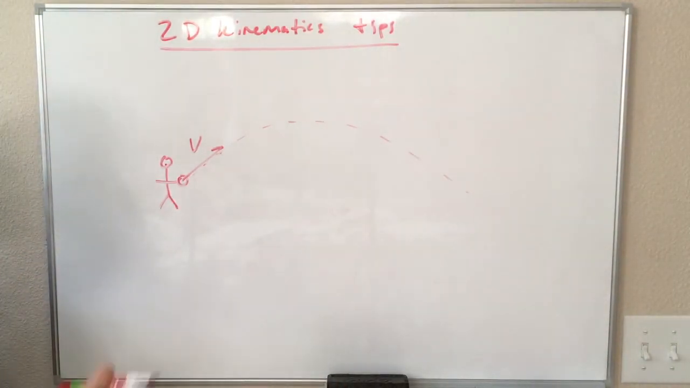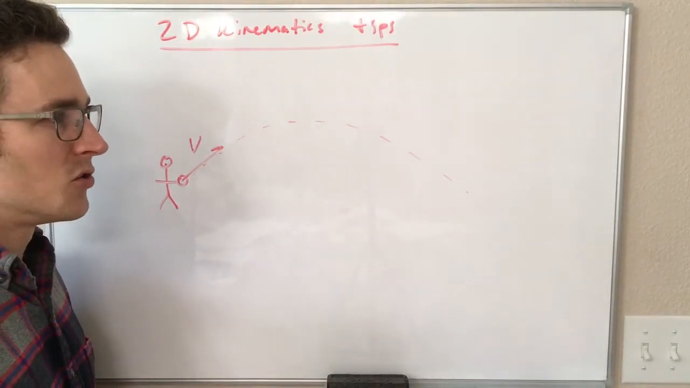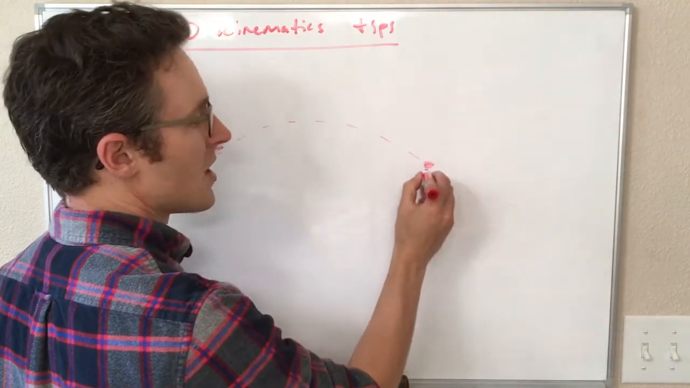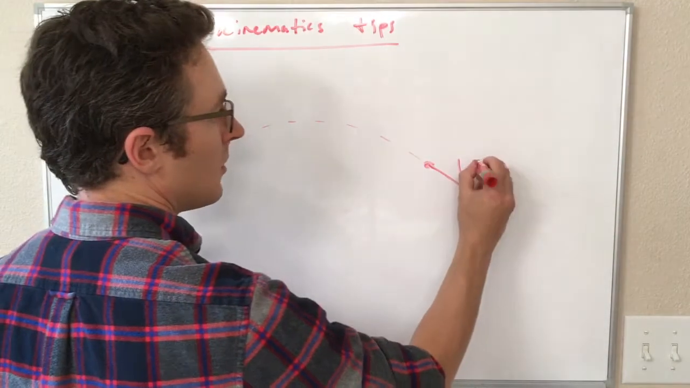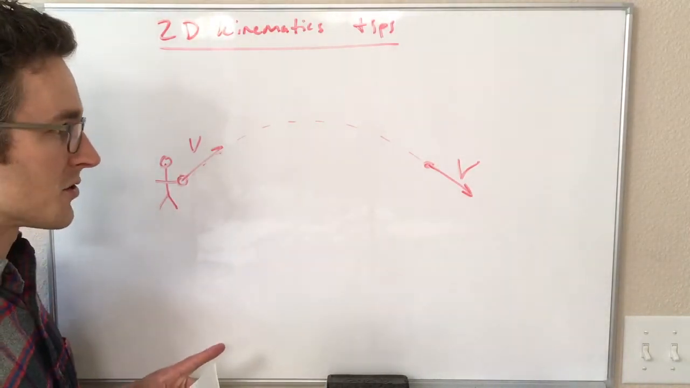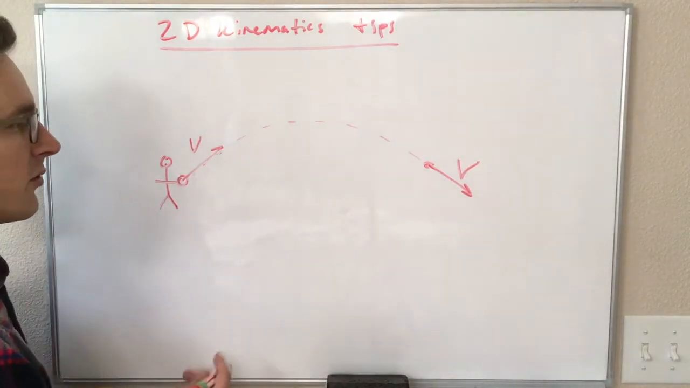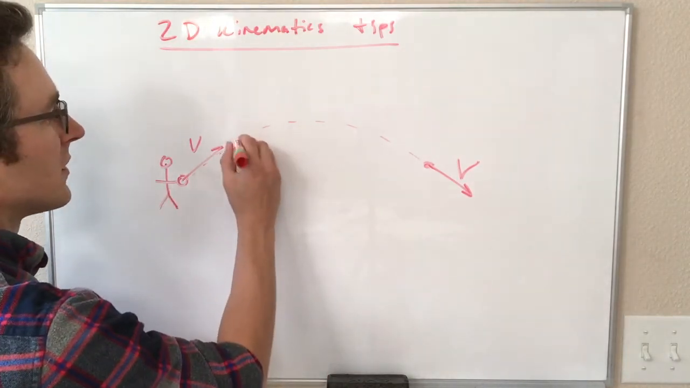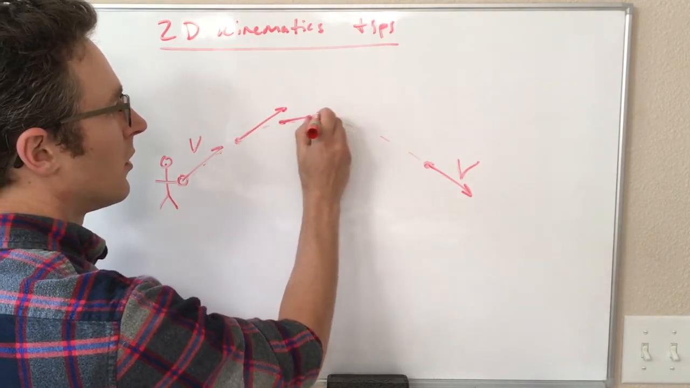Now, at different points along this path, our ball is moving in different directions. Here, our ball is moving up and to the right. Here, our ball is moving down and to the right, which means our velocity has changed. Our velocity is a vector, so the direction it's pointing matters. If it's pointing up over here and pointing down over here, those are different vectors, so they're different velocities. So at each point along this arc, our velocity is actually tangent to the arc.